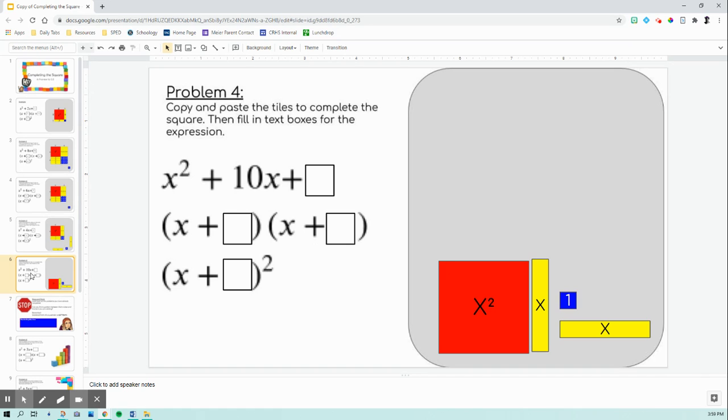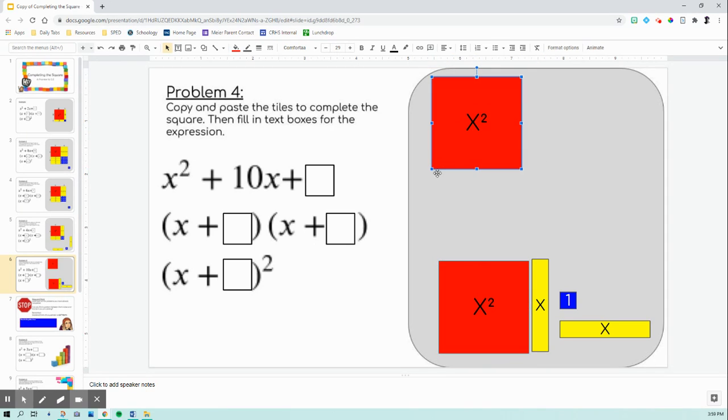In this next problem, we have x squared plus 10x plus blank. And we have nothing built out for us, so we're going to start by grabbing 1 red x squared block. And then we need 10 x's, so 10 of these yellow rectangles combined. Again, if we put 1 on the side, we've got to put 1 on the bottom. We're going to do that until we have a total of 10.